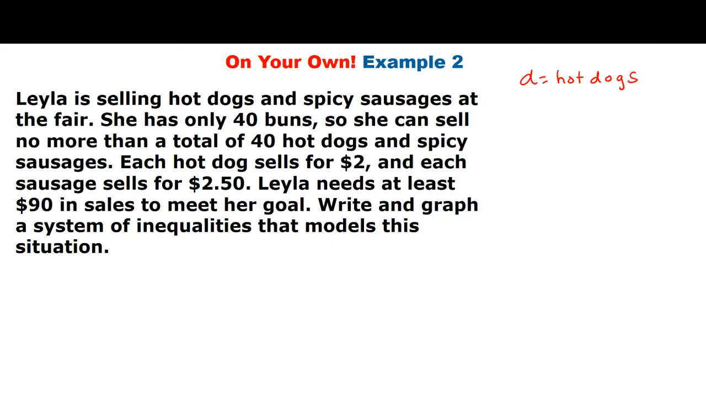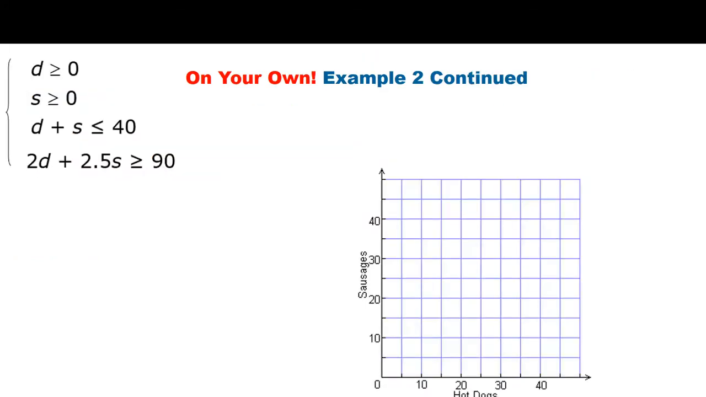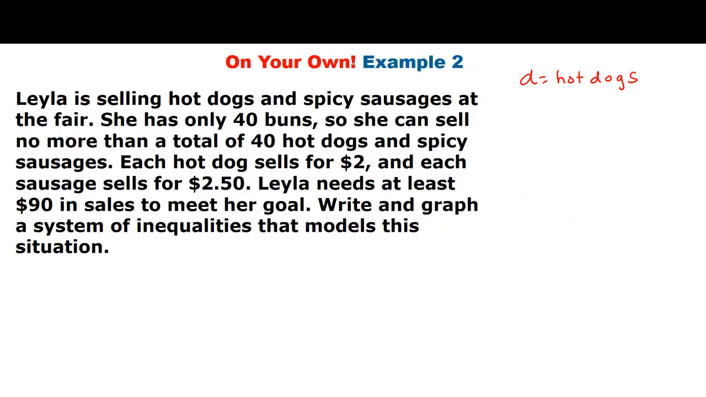All right, and let S represent the number of sausages. There we go. So the total number of buns Layla has can be modeled by the inequality D plus S, hot dogs plus sausages, has to be less than or equal to 40, because she only has 40 buns, so she can't sell any more.